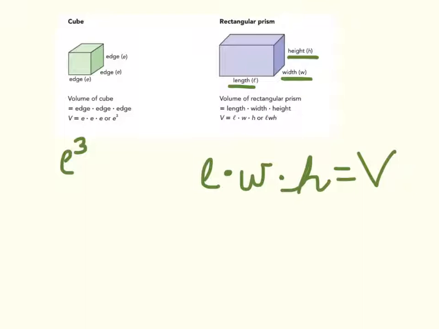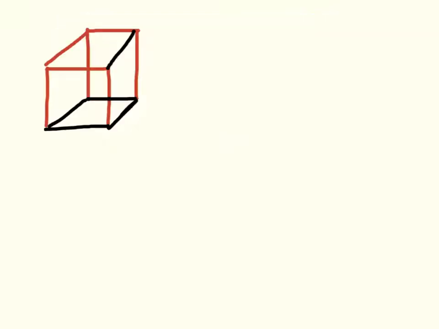Okay? Remember, volume is the capacity of the inside of the prism. If we were to pour liquid into the prism, volume would tell us how much it could hold. Let's move on to looking at nets of solids. We'll begin by learning to recognize the net of a cube.